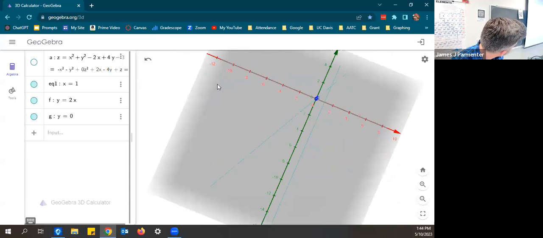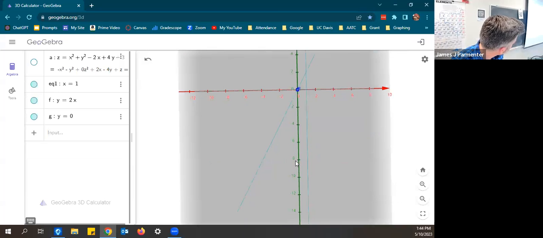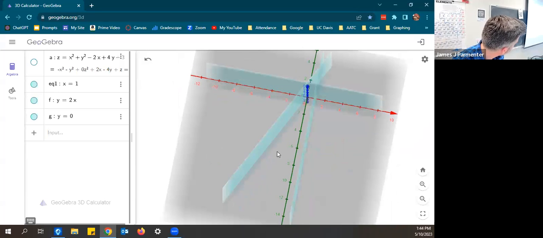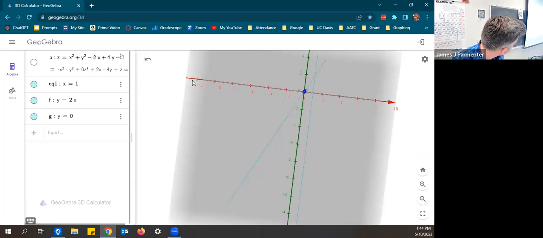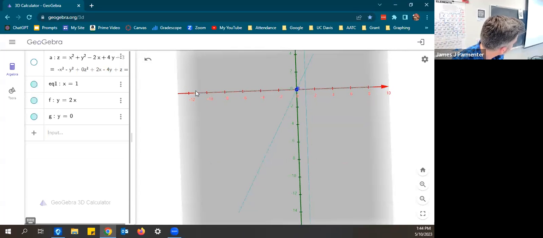It's hard to see what you're doing when you're way over here. Can you guys kind of see that? Okay, there's your x-axis in red, your y-axis in green, and right there, in between those three planes, is the region that I am integrating over.